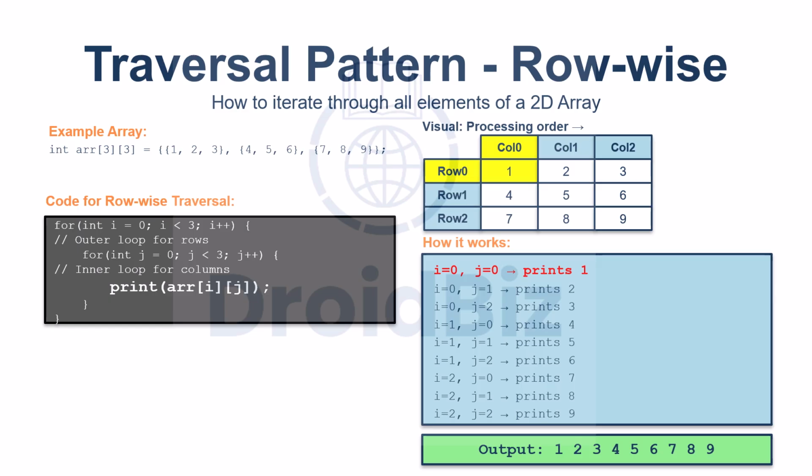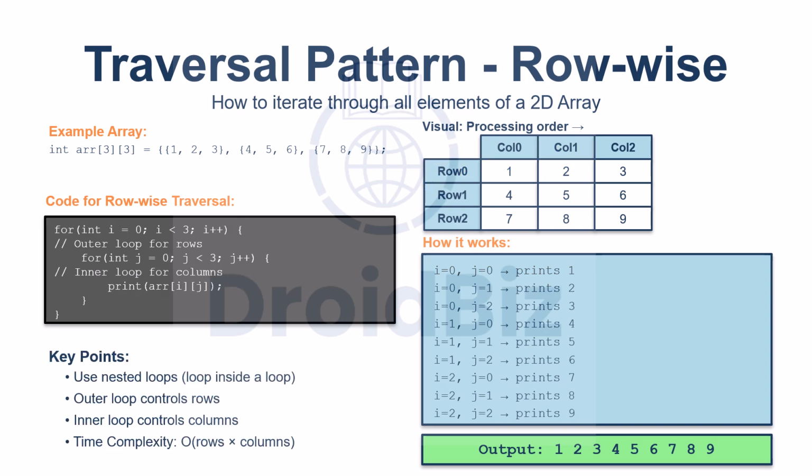Let's see how it works step by step. When i equals 0 and j equals 0, it prints 1. Then i stays 0, j becomes 1, and it prints 2. Once both for loops complete, it prints output 1 through 9. Here are the key points. Use nested loops, a loop inside a loop. The outer loop controls rows. The inner loop controls columns. And the time complexity is big O of rows times columns, because we visit every single element once.